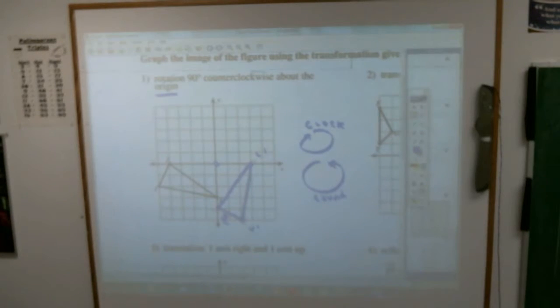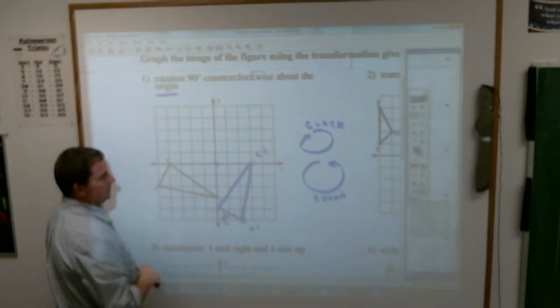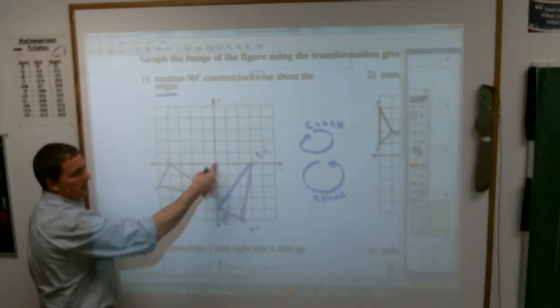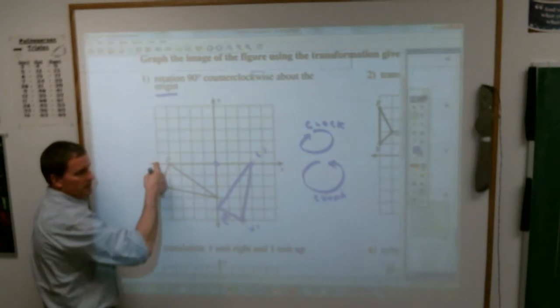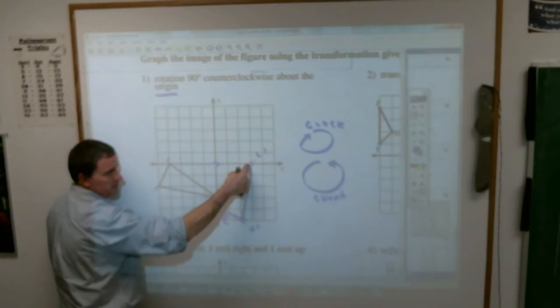Oh, no, it won't. If I said to rotate 180 degrees, it wouldn't matter whether you rotate 180 clockwise or counterclockwise, it's the same thing because it's half a spin. Notice what would happen here though: this is going to flip all the way around and end up over here.